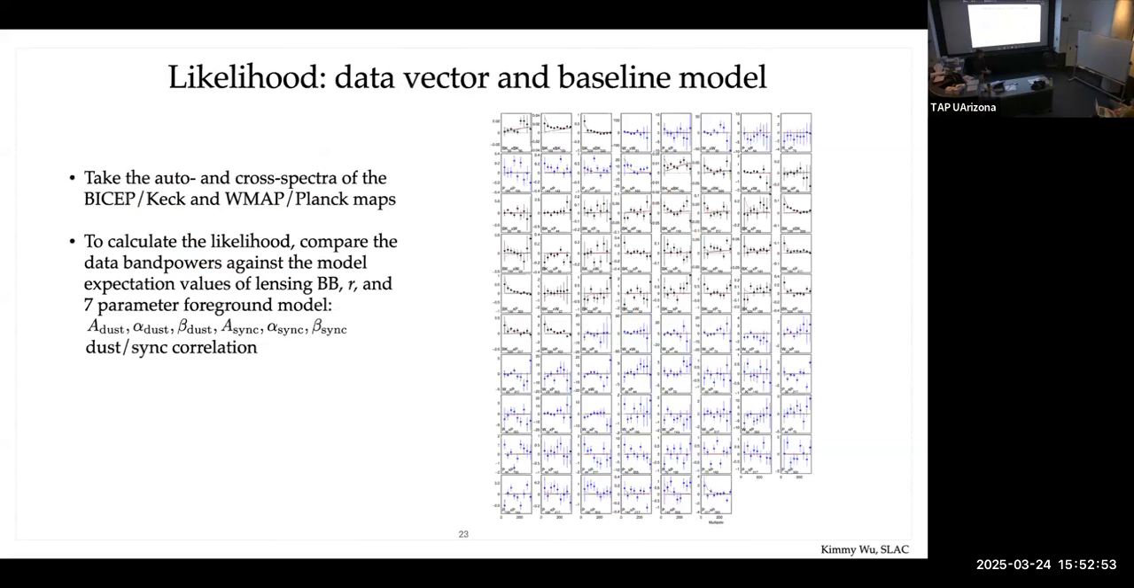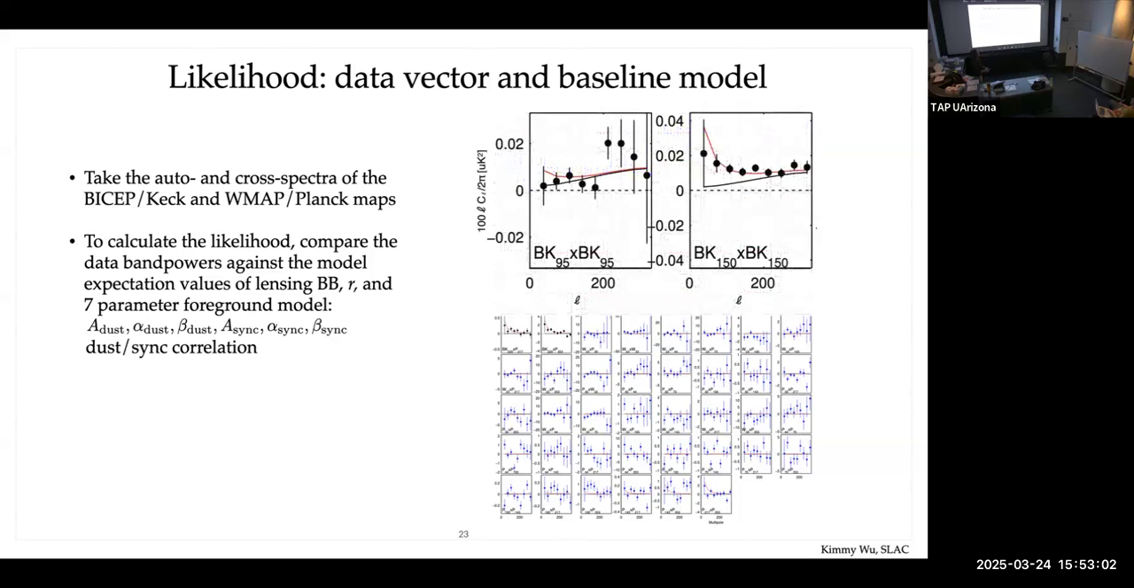And now, this is kind of a mosaic of all the auto and cross spectra, and you don't need to look at all the points because that will make you very dizzy. So I just focus on the 95 and 150 auto from BICEP Keck as an example of what the band powers look like. And we fit a 7-parameter foreground model, with also lensing B-mode power and r, to all of these auto and cross spectra.